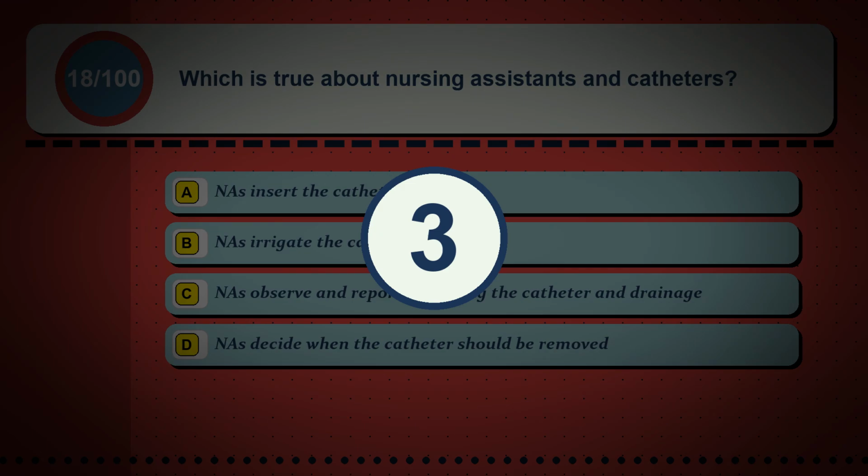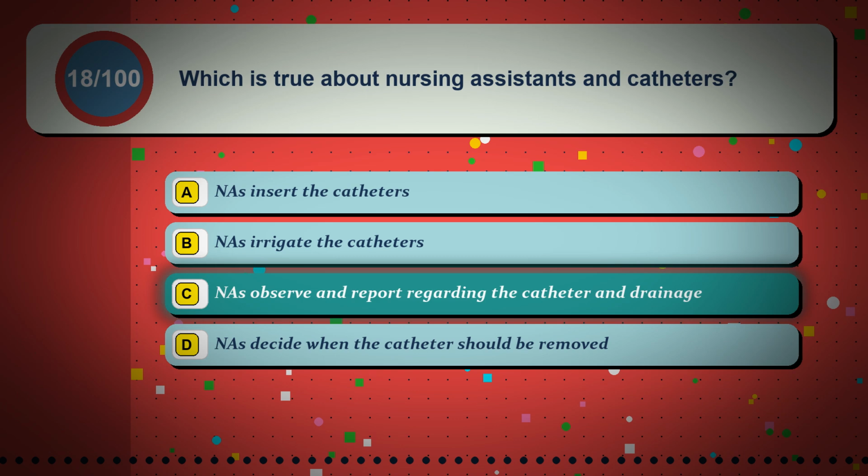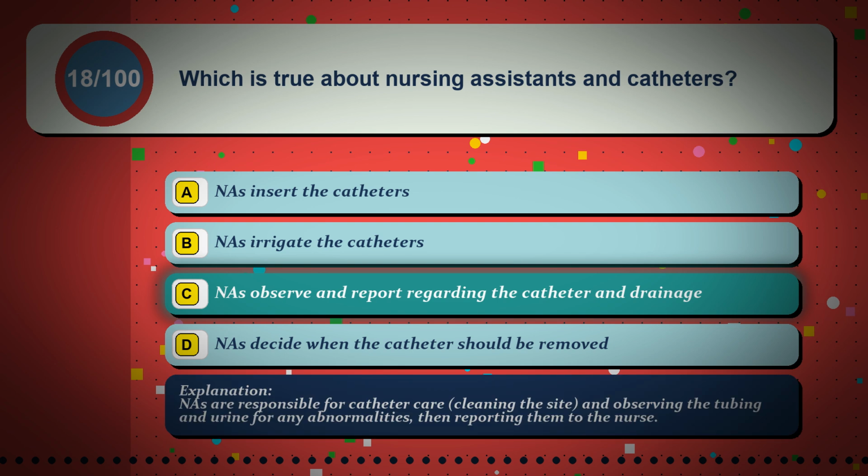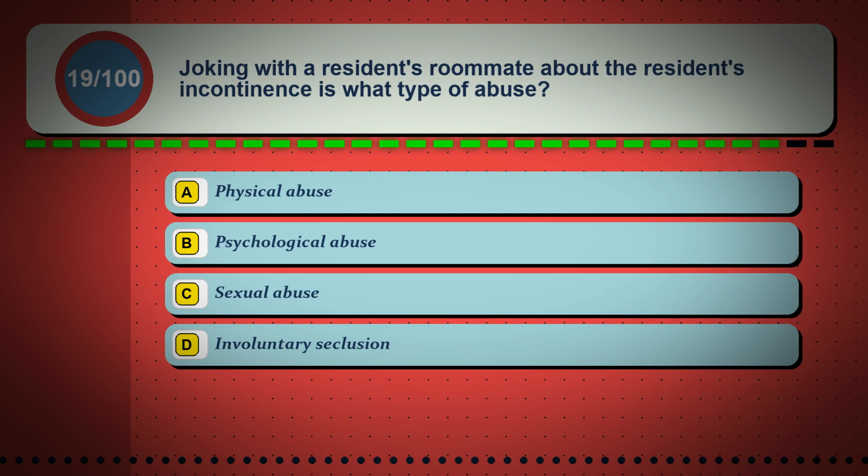The correct answer is option C, NAs observe and report regarding the catheter and drainage. NAs are responsible for catheter care, cleaning the site, and observing the tubing and urine for any abnormalities, then reporting them to the nurse.